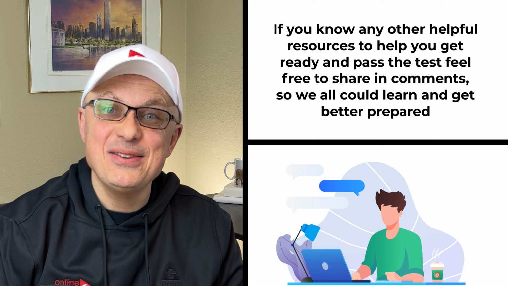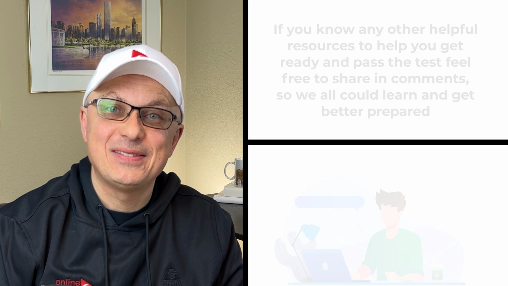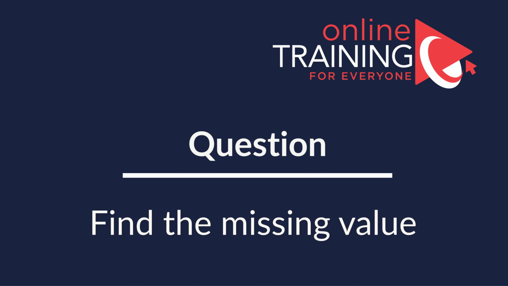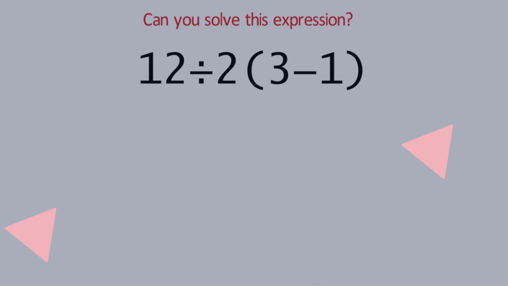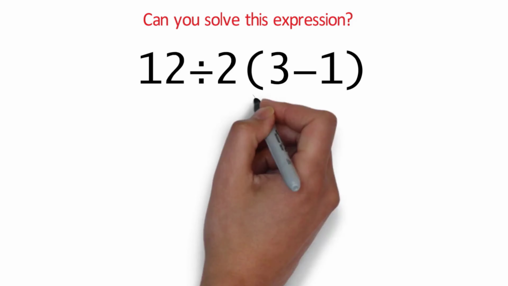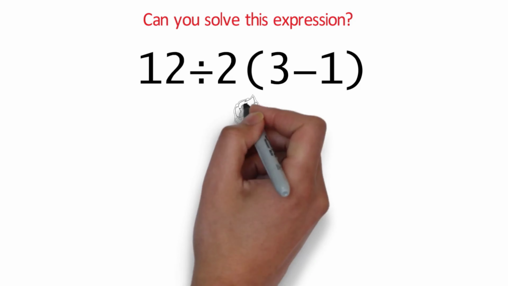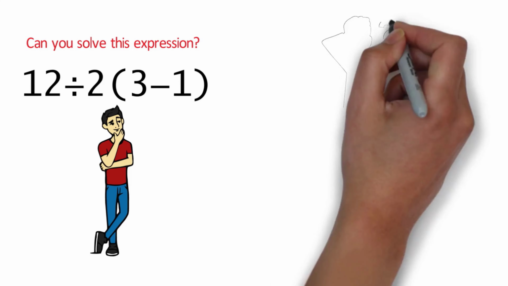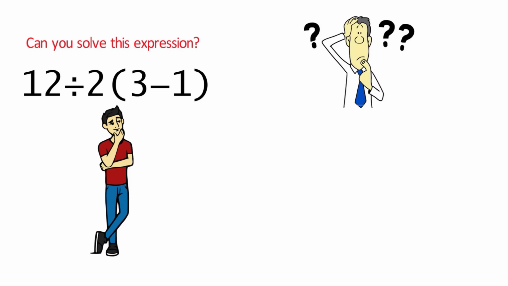And now let's continue and get you ready for the test. Here's an interesting question, which is easy to understand, but at the same time you will have a lot of fun solving it. You need to calculate the simple expression 12 divided by 2 and then multiplied by the value in parentheses, which is 3 minus 1.